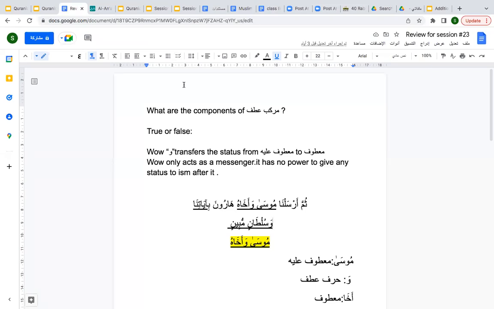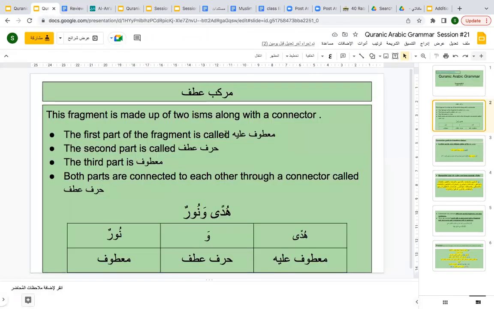One, two, three. Pick one and answer. 2 or 3. See, remember there were two isms. One is Matuf alayhi, the first one. The second one is called Matuf, that comes after harf atf. So in total, there should be 1, 2, 3, right?